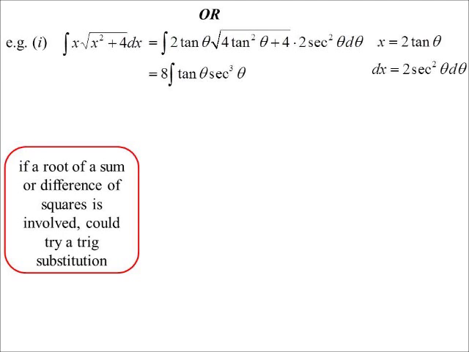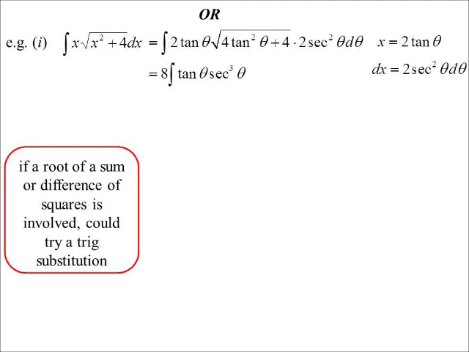That tidies up. It might look really ugly at the moment, but remember, 4 tan squared plus 4 is 4 sec squared. The square root of 4 sec squared is 2 sec, times 2 sec squared is 4 sec cubed. Multiply that by the 2 tan theta, and I now have 8 integral tan theta sec cubed theta. Ooh, forgot my d theta. Should be a d theta there, of course.